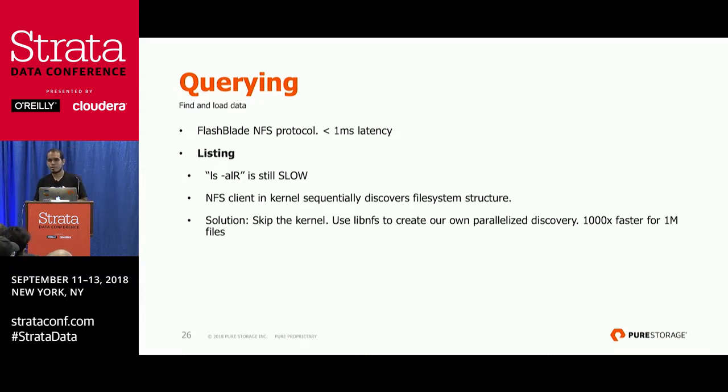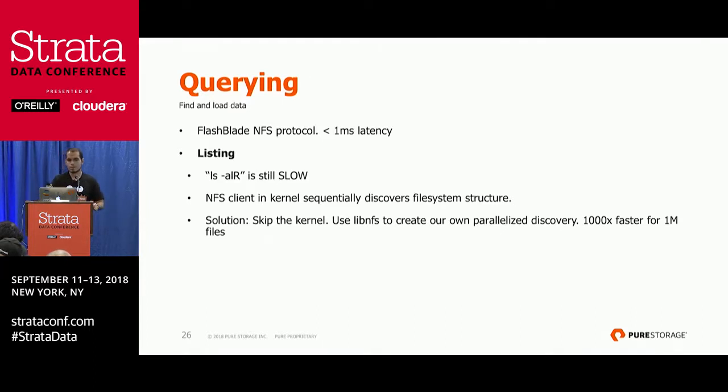Lucky for us, somebody has already built a user-level NFS library. It's called libnfs. You can look it up. It's open source. It's written in C, and there are Python bindings for it, so you can easily import it into whatever package you have. We essentially use libnfs to create our own parallelized version of directory tree discovery. We can parallelize this with as many threads as we want. In our case, we use 32 threads as the default, and we're 1,000x faster because now we don't have to wait, and there's no serialization.